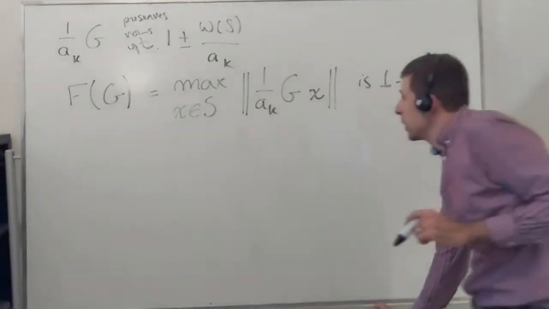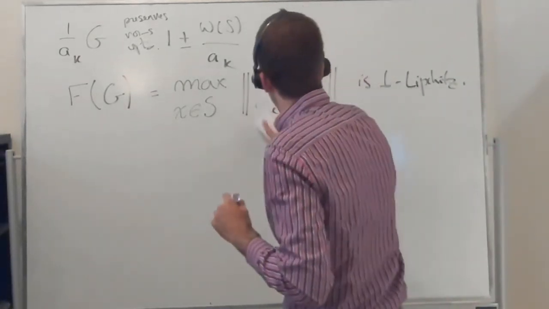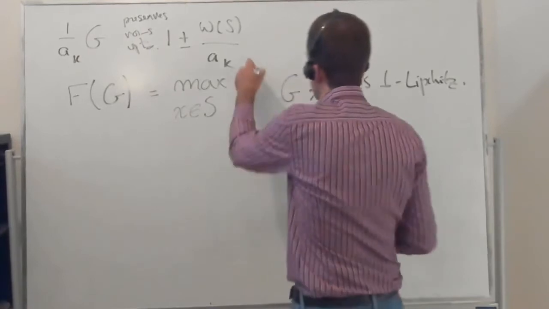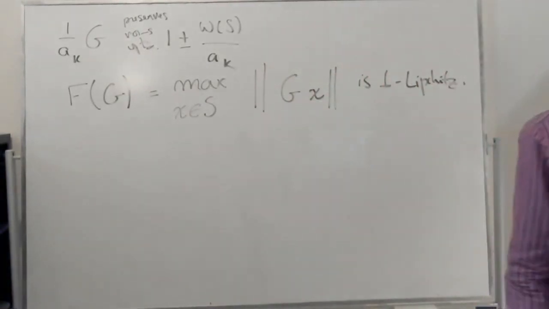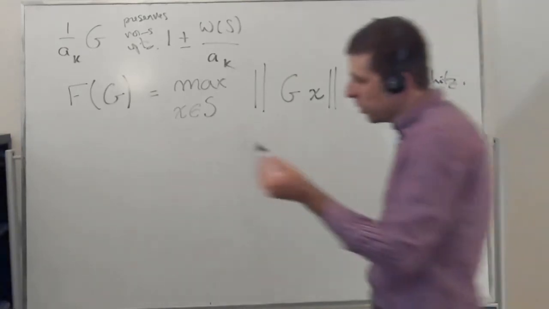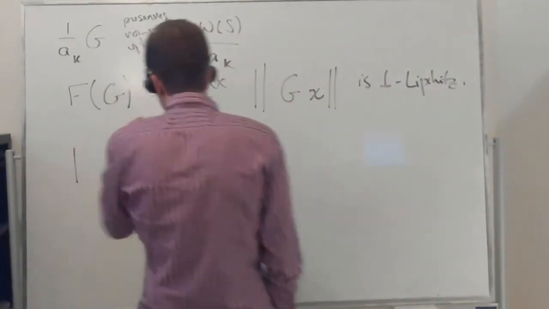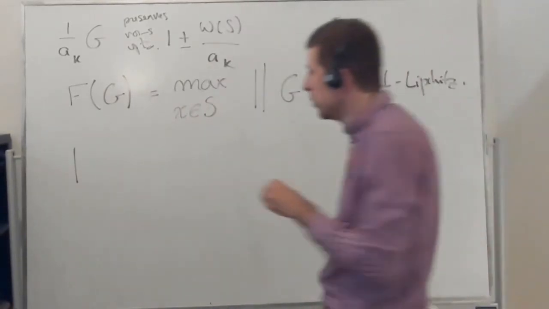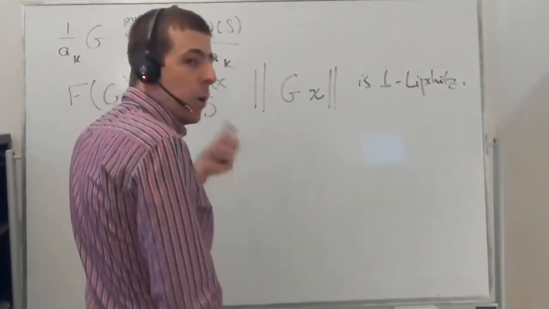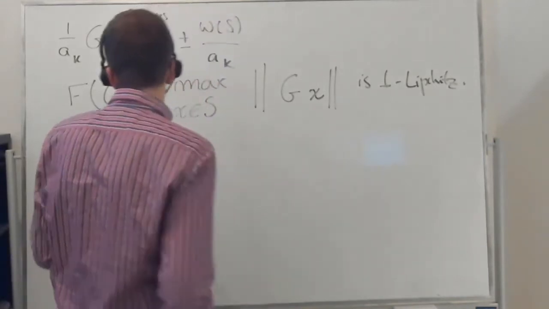Or in fact, it's one Lipschitz even without the 1 over AK, right? So this map is one Lipschitz. How do we see that something is one Lipschitz? We want to take the absolute value of the difference between f of g1 and f of g2, and show that it's smaller or equal than the L2 difference between g1 and g2.